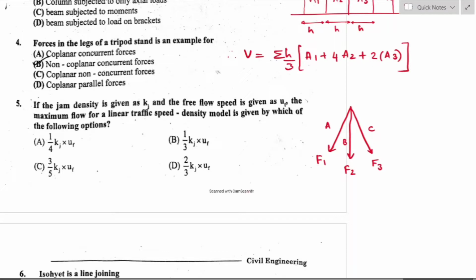This following figure represents non-coplanar concurrent forces because all these forces F1, F2 and F3 pass through the same point. However, they are in different planes. So, the right answer is concurrent and non-coplanar forces. Option B is the right answer.